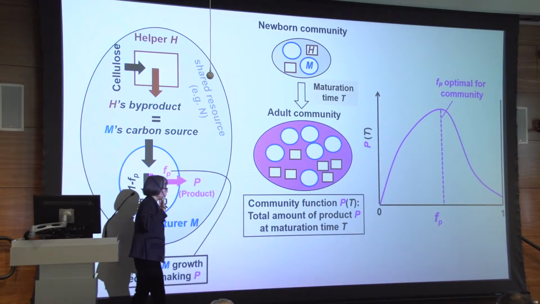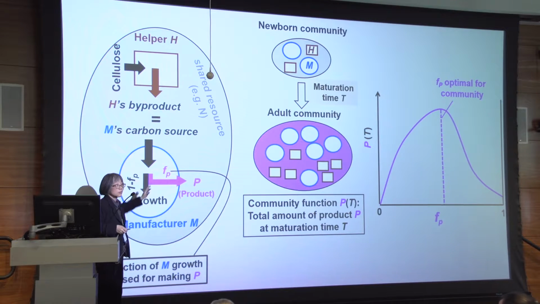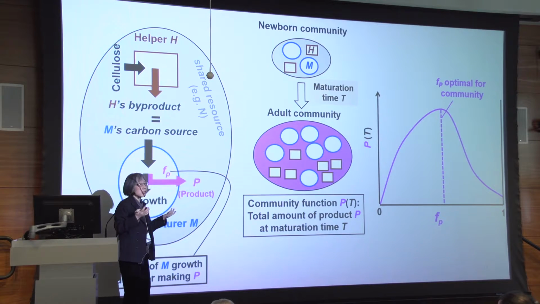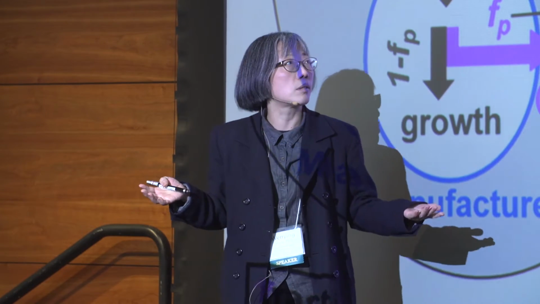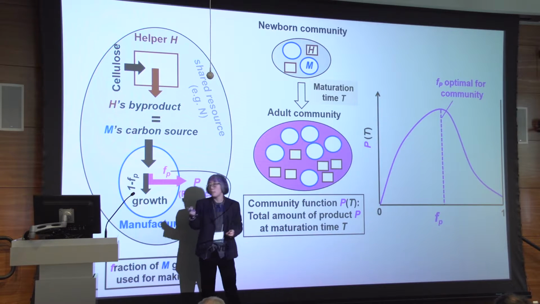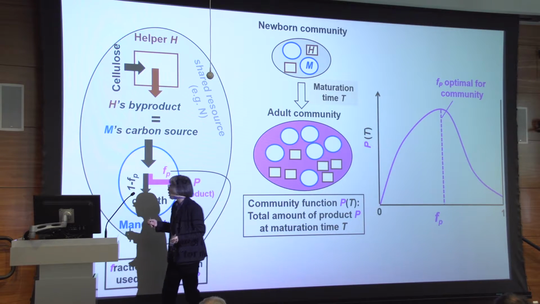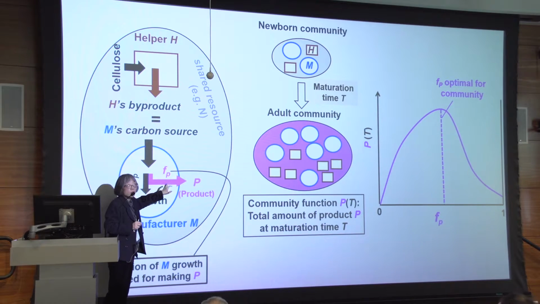So you decide, OK, you want to make things simple. You will just add excess amount of carbon of this byproduct. And you put the same amount of resource as if you would give to a community. And you wait for the same amount of time, maturation time T. And then you check at the end of the T, which well has the highest activity. And that is the optimal FP for monoculture. For monoculture, again, FPs have to be intermediate, because if FP is 0, there's no product.